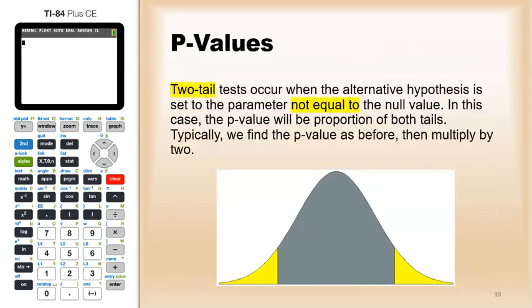For our class, we're going to focus on two-tailed tests, beginning with the next lesson, or I guess lesson 20. Two-tailed tests occur when the alternative hypothesis is set to the parameter not equal to the null value. So in this case, the p-value will be a proportion of both tails. So we're really looking for the left tail and the right tail. Typically, we find the probability for the p-value for one tail, and then we multiply by 2.